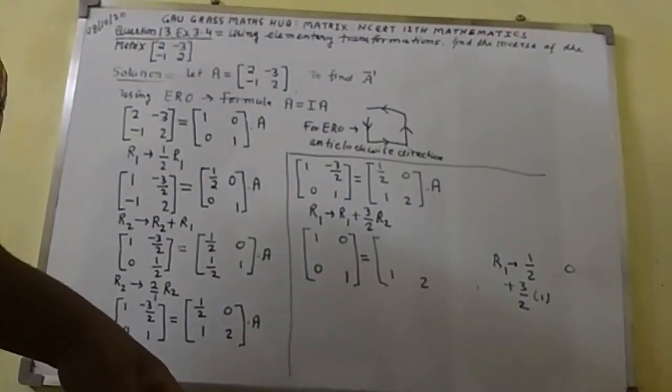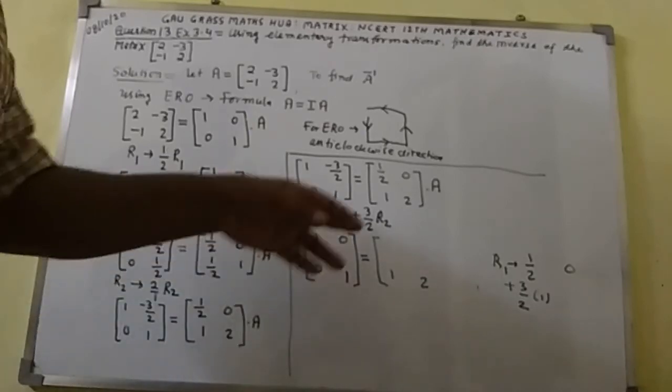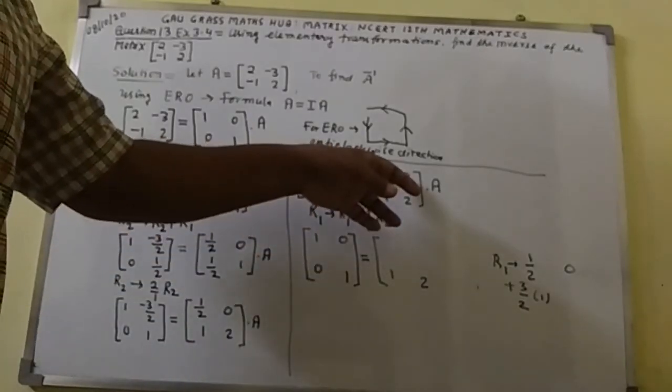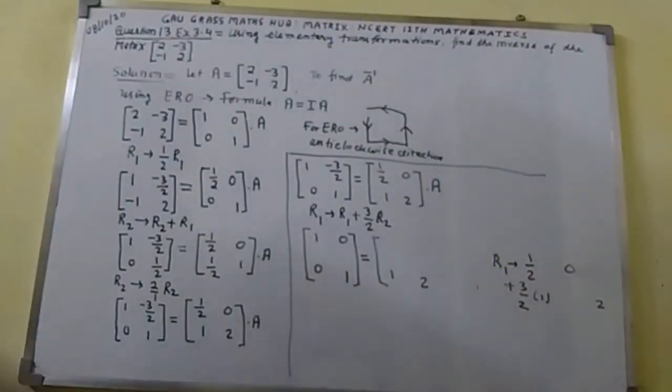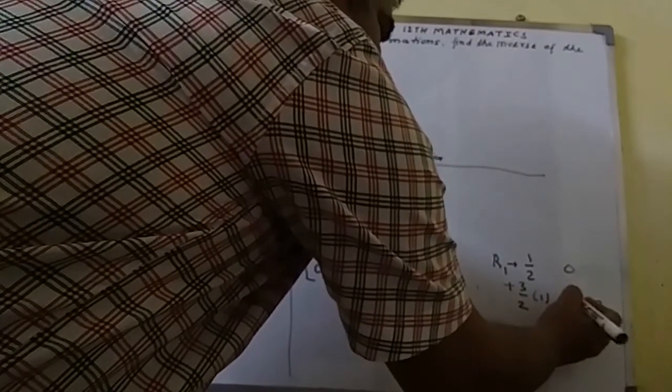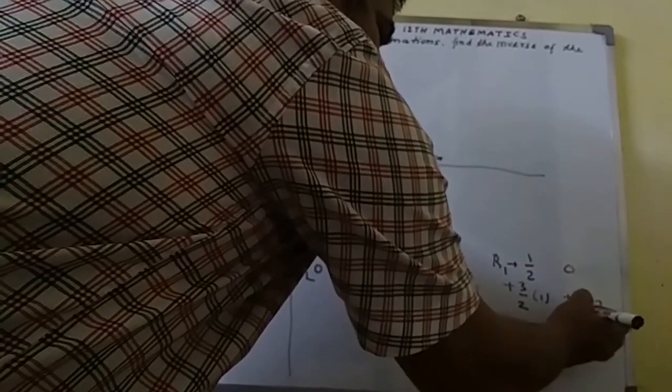And the respective element of 0 in the second row is 2. So here it will be written 2. And plus 3 over 2 is there.